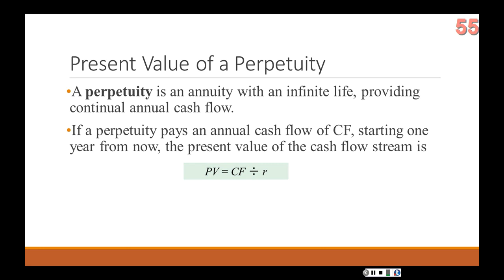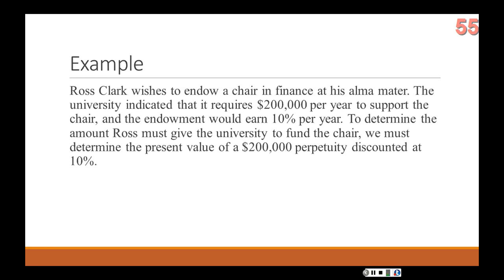So when you're using the formula to calculate the present value of a perpetuity, and you're entering in your interest rate, you have to enter it in decimal points. So here's an example. Ross wants to endow a chair in finance. It requires $200,000 a year to support the chair, and they could earn 10% on the endowment. So we have to determine how much he has to give the university now, if they can earn 10% and are going to withdraw $200,000 a year forever.